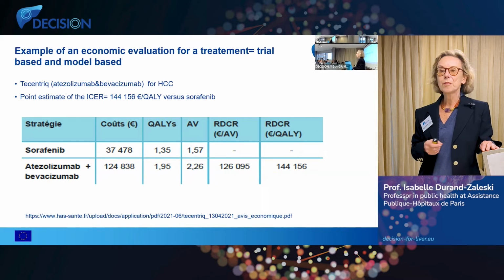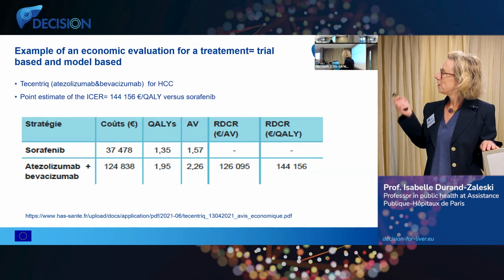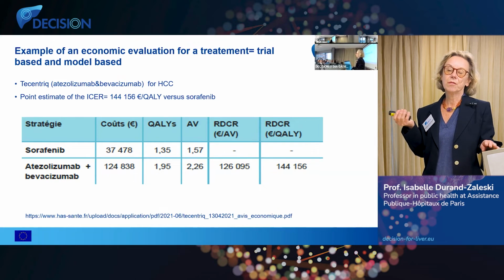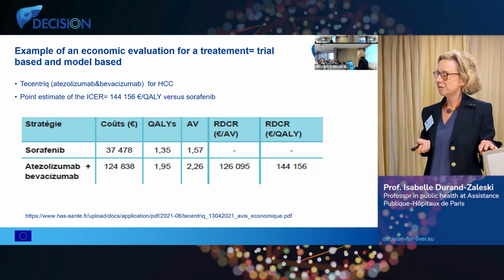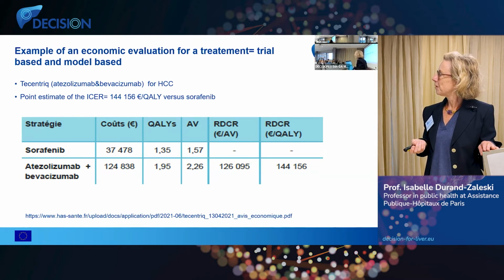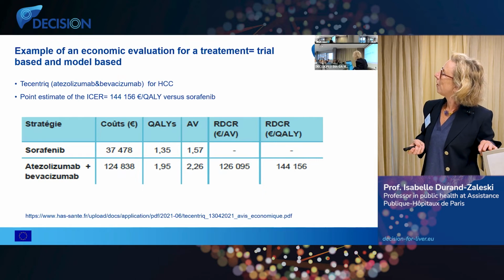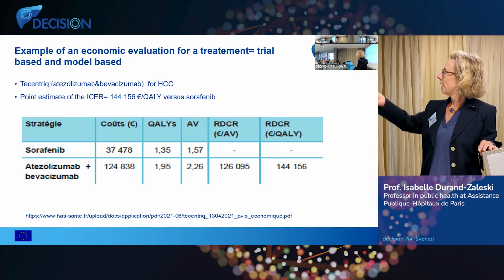You have the amount of QALYs gained by each strategy. You have the life years. AV is life years in French. And you see that, as you expected, for each strategy, the life years are higher than the QALYs because patients do not have a full quality of life. And then you have the incremental, so that's the French for ICER, incremental cost effectiveness ratio. What you do is just subtract the sorafenib cost from the Tecentriq costs and divide by the gain in either QALYs or life expectancy, and then you have the ratio.